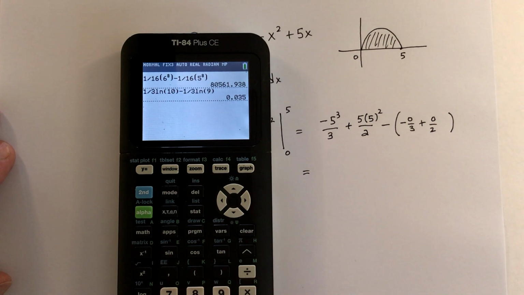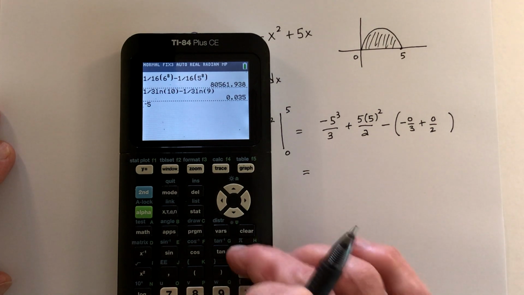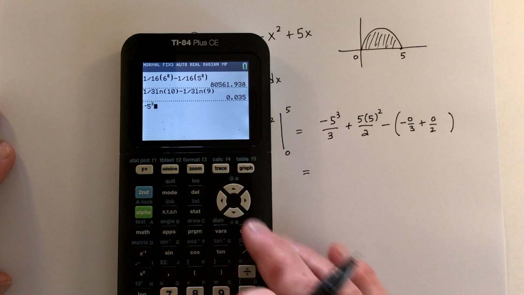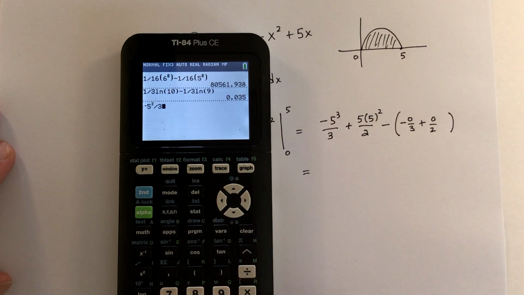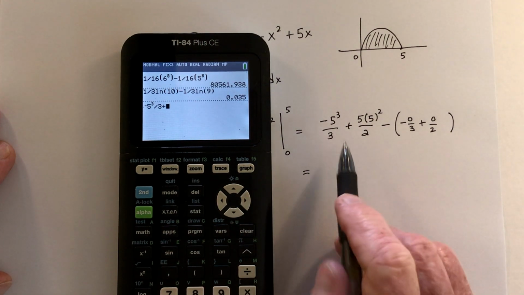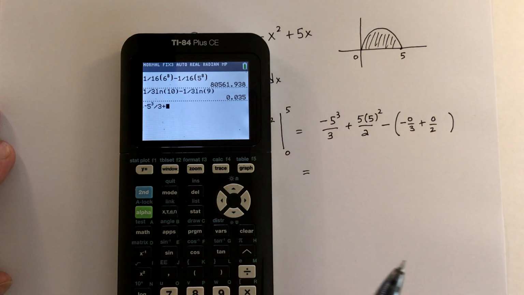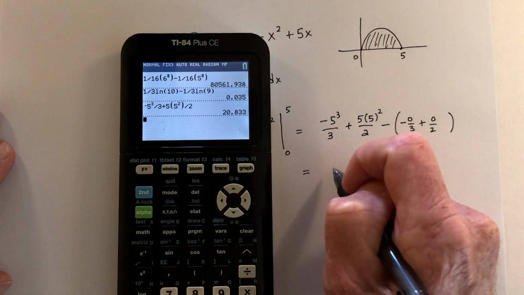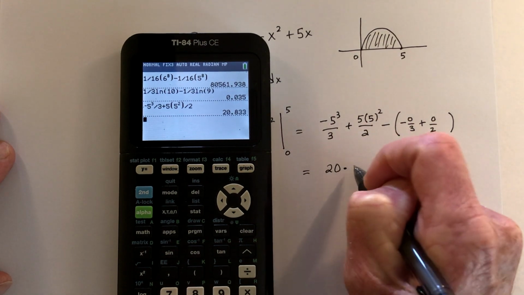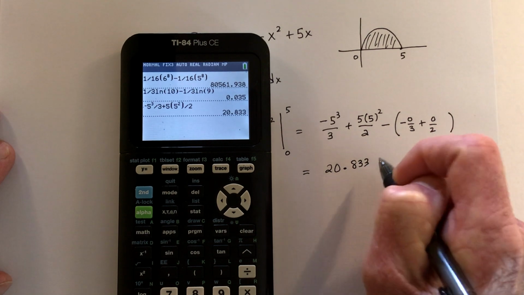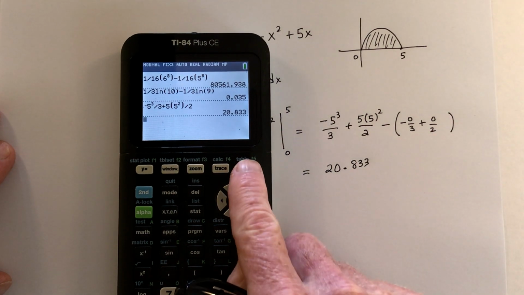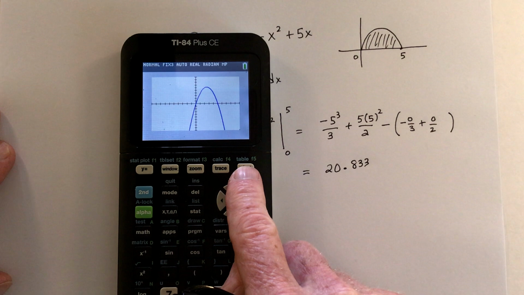So that's going to be negative 5 cubed, and then divide that by 3. And then it goes plus the 5, and then 5 squared, and then that is divided by 2. And so the answer seems to be 20.833. And I can go back to the graph and check and make sure that I got it right.